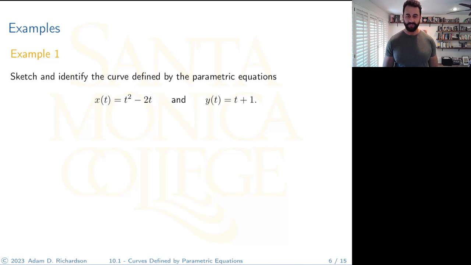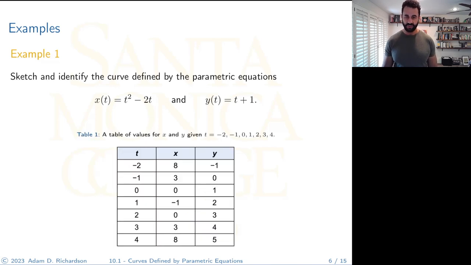All right, now let's do it together. Here we go. So just picking some values for t, in this case we used negative 2, negative 1, 0, 1, 2, 3, 4. Just picking these values of t and plugging them into our x equation and plugging them into our y equation, we can generate this table of coordinates. So when t is negative 2, x is 8, and y is negative 1. So this gives us the point 8 comma negative 1. Then when t is equal to negative 1, x is 3 and y is 0. So we get the point 3 comma 0. And then we can proceed like so, right? When t is 0, x becomes 0 and y becomes 1, so we get another point, 0 comma 1.